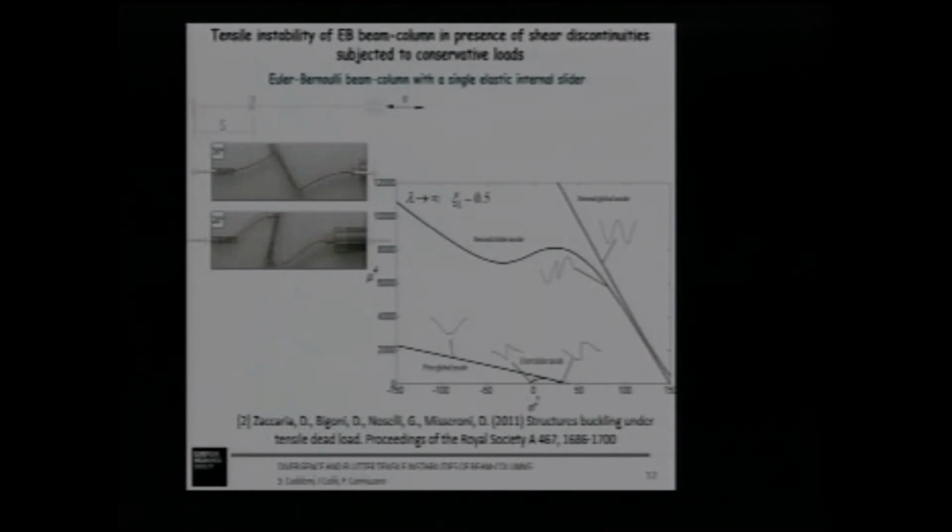These are the results which reproduce an experimental test led in Italy by the research team of Professor Bigoni, in which the first four eigenfrequency curves are reported for an Euler-Bernoulli beam column with a structural junction.